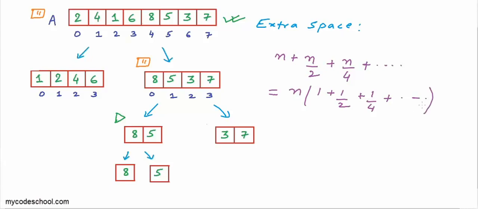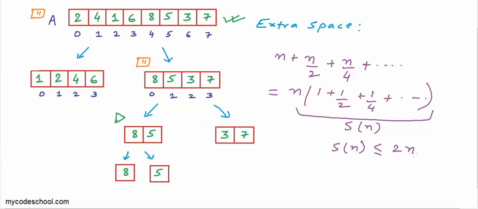But even if we take this geometric progression 1 plus 1 by 2 plus 1 by 4 plus 1 by 8 and so on till infinity, then the sum will be 1 upon 1 minus 1 by 2, which will be equal to 2. So overall this expression, if we call this function Sn, then Sn is definitely less than or equal to 2n, and Sn is definitely greater than or equal to 1n. So Sn is clearly theta n. So space complexity of merge sort is theta n.